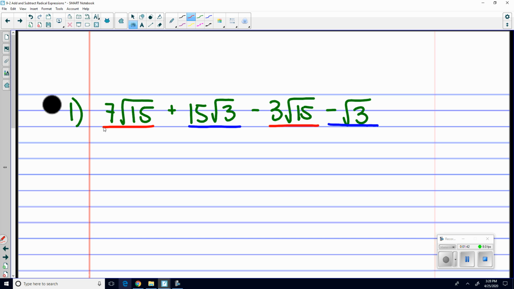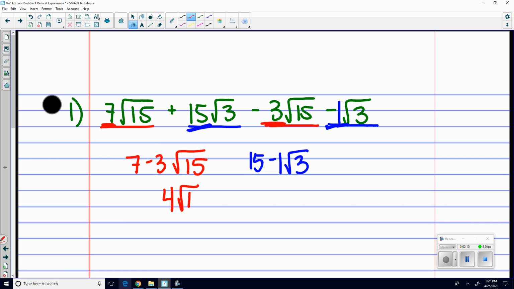Let's start with the square root of 15. I have 7 square root of 15 minus 3 square root of 15. So I have 7 minus 3 square root of 15. And I'm going to write a couple extra notes here. And then I've got 5 square root of 3 minus, there's nothing there, which means there's a 1. So 5 minus 1 square root of 3. So let's do those things. I end up getting 4 square root of 15, and end up getting positive 4 square root of 3. That means I have 4 square root of 15 plus 4 square root of 3.